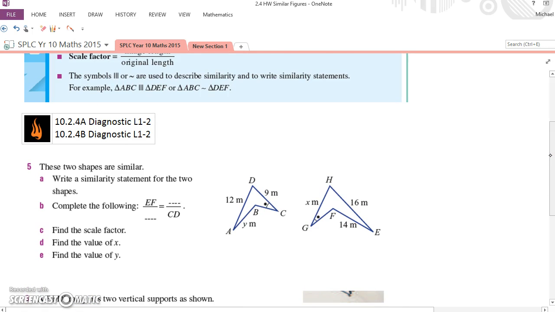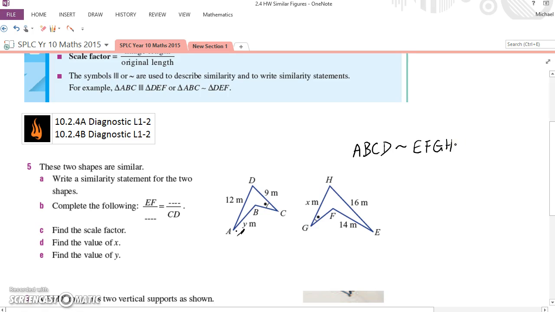Write a similarity statement for these 2 shapes. Now you've got to be careful again with the labeling, so I'm going to go the longest one. Oh no, I guess I'll go alphabetically for the first one. Why not that way? So I'm going to go A, B, C, D is similar to, and now to get the same long part of the bottom then the short bit, I'm going to have to go E, F, G, H. So A, B, C, D is similar to E, F, G, H. That's all you got to do.